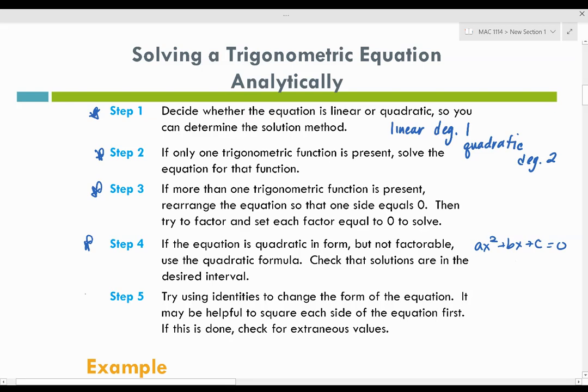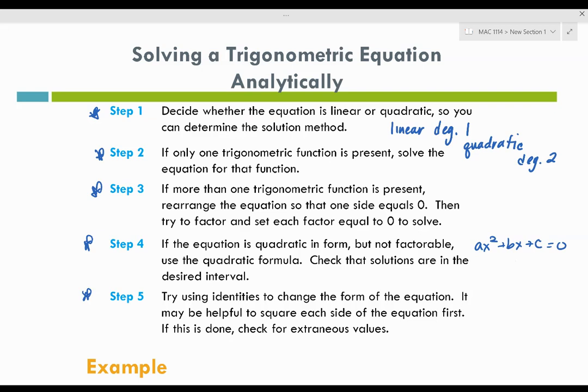Step 5 says you're going to try to use identities to change the form of the equation. It may be helpful to square each side of the equation first. If this is done, you're going to check for any extraneous solutions. Extraneous values are the ones that you got when you solved, but when you plug them in, they don't make your equation true. As you are solving each of these problems, you're going to walk yourself through these steps to figure out if your problem falls into any of these categories, and then proceed farther.